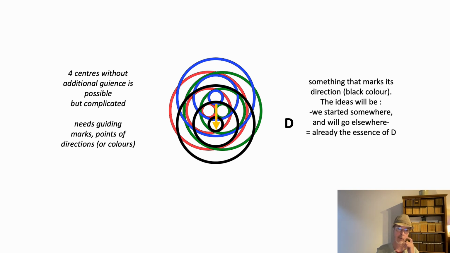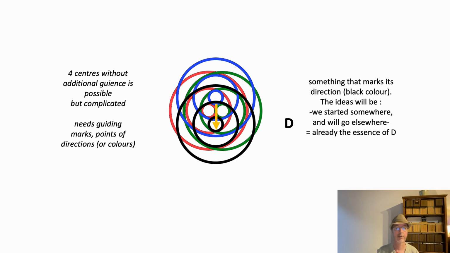So I start with the 4 centers, and I will see what happens here. It will still need a little bit of guidance with the colors, as I said, and then you can recognize what happens. So you go from one center to the next. That's already one of the essences.